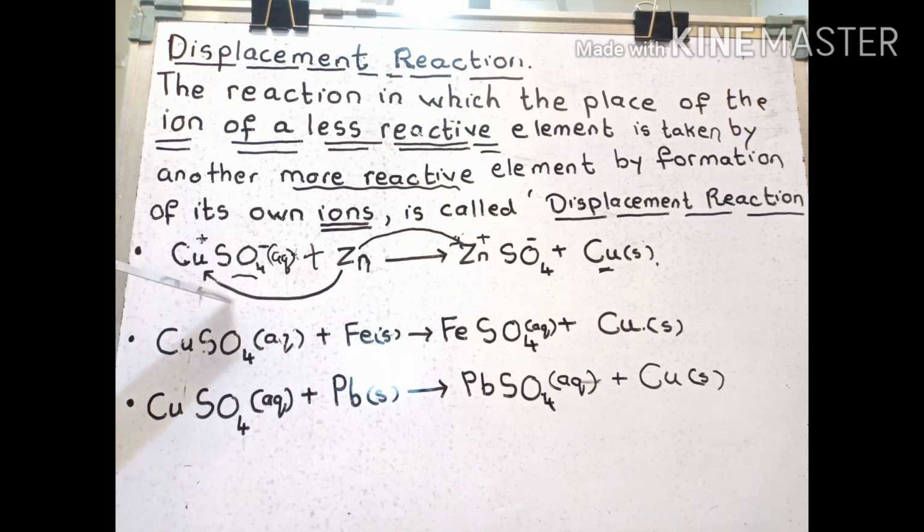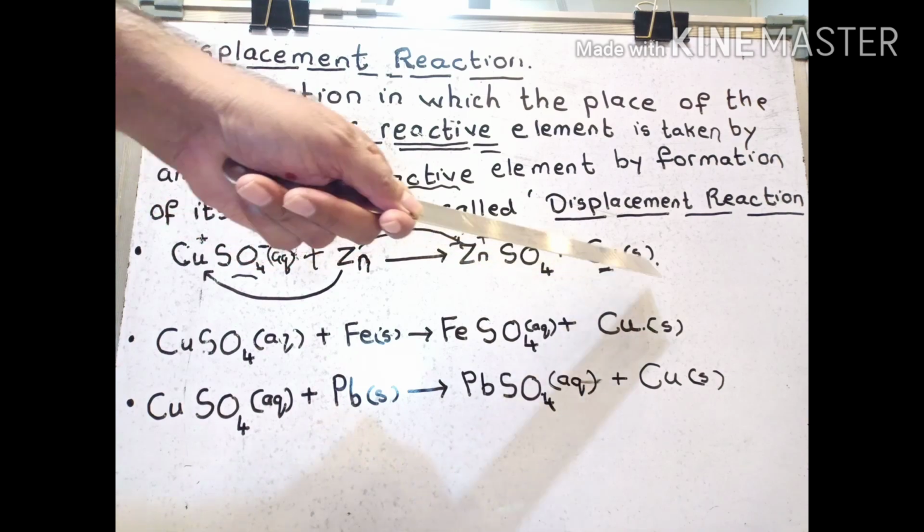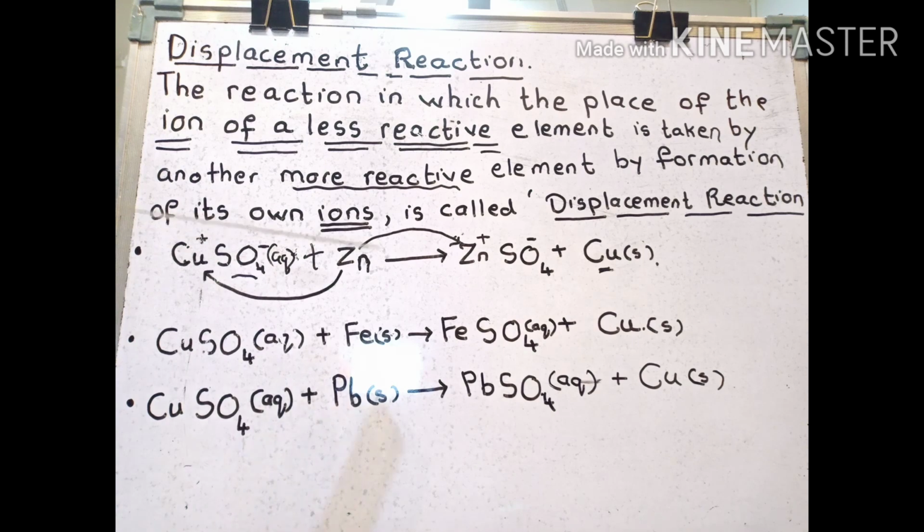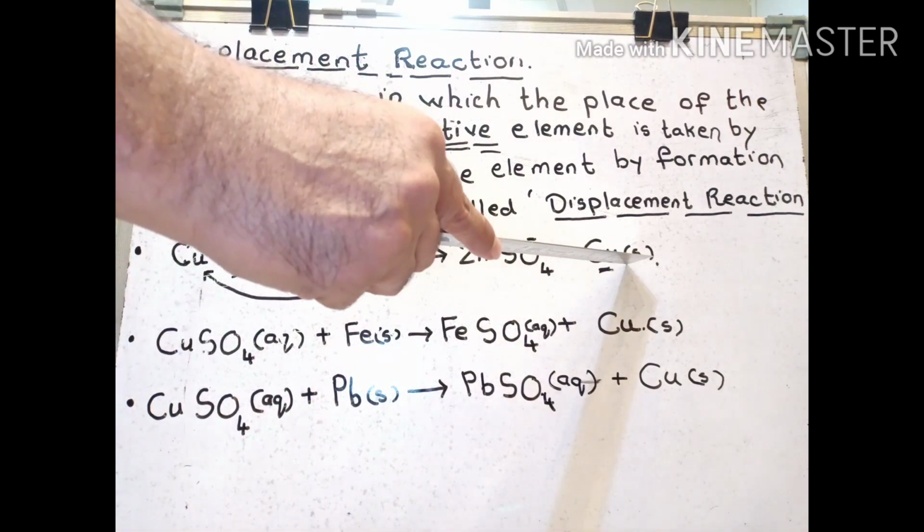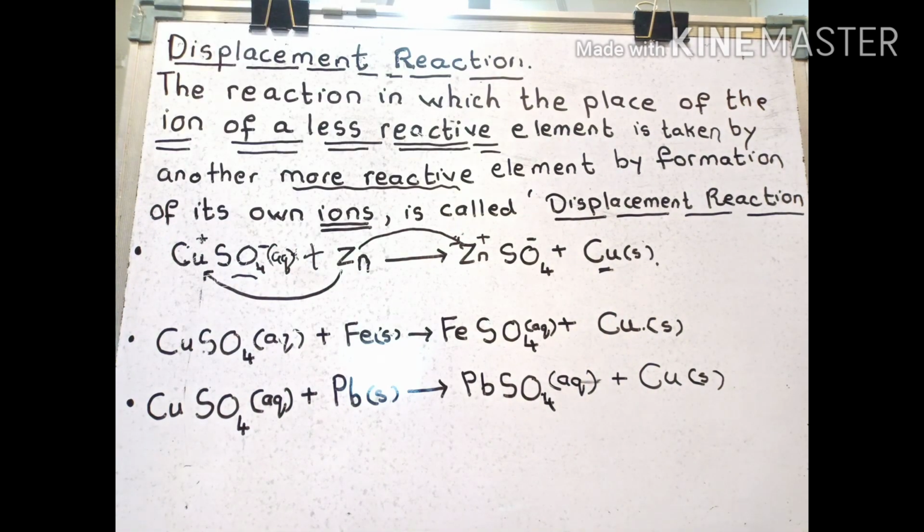The only way zinc would displace copper is by donating the electron which copper is lacking. So copper accepts that electron and gets reconverted into a copper atom, which you can see here, solid copper being formed. So in this reaction, a more reactive element, zinc, displaces a less reactive element, copper, from its compound by formation of its own ion. If zinc is going to get attached to the negative sulfate, it will have to form a positive ion, by donating an electron to copper. So zinc becomes a positive ion by losing an electron, and copper gets reconverted into an atom when it accepts that electron.